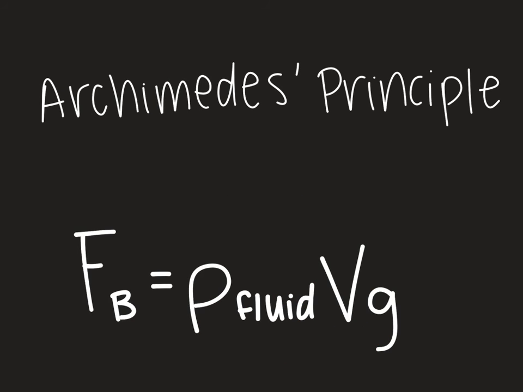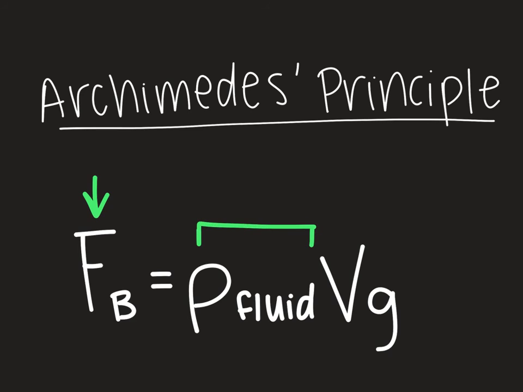Another important principle in fluids is Archimedes' principle. This principle states that the buoyant force on an object immersed in a fluid is equal to the weight of the fluid that is displaced by the object. And this is shown by this equation down here, where the buoyant force is equal to the density of the fluid times the volume of the fluid displaced by the object times gravity.